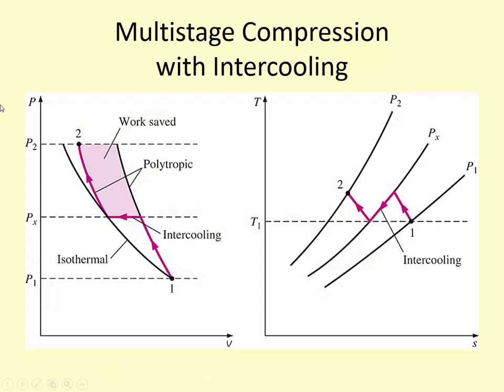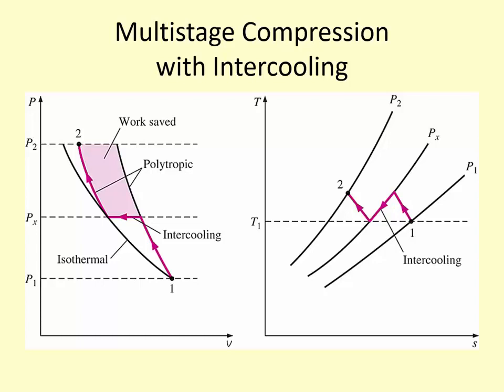So multi-stage compression looks like this. We have some initial pressure at state 1, and as we compress up to this intermediate pressure, P sub x, you can see the temperature of the system will increase. But then we apply this intercooling process that cools back down to our original temperature, and then we compress again up to P2. So it serves to minimize the amount of work done.